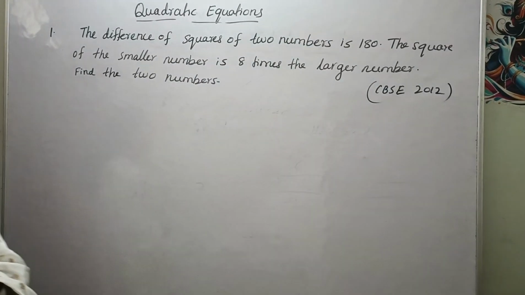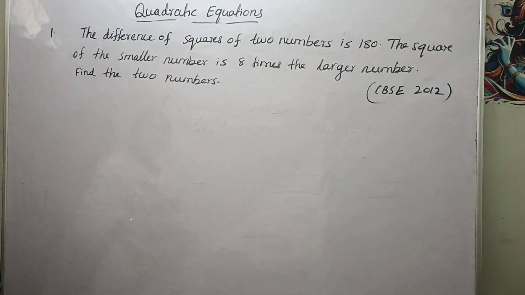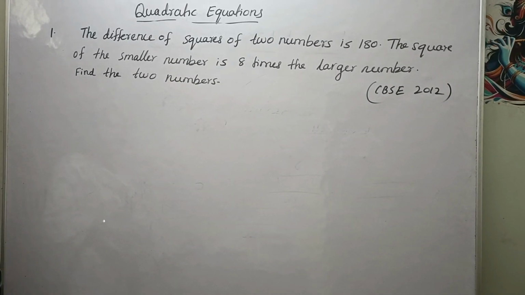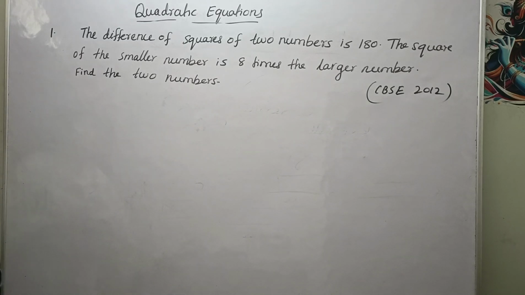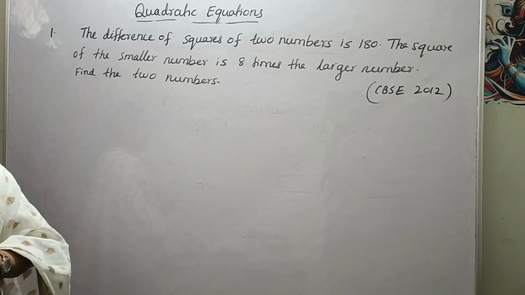Hello everyone, today we are going through some important questions of quadratic equations. Look at the first question. The difference of squares of two numbers is 180. The square of the smaller number is 8 times the larger number. Find the two numbers. Okay, so first of all, let's write what is given.